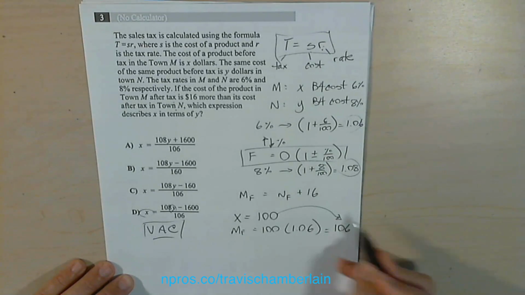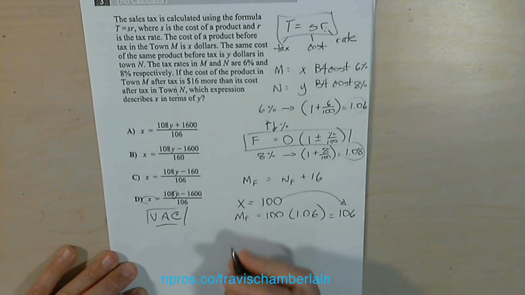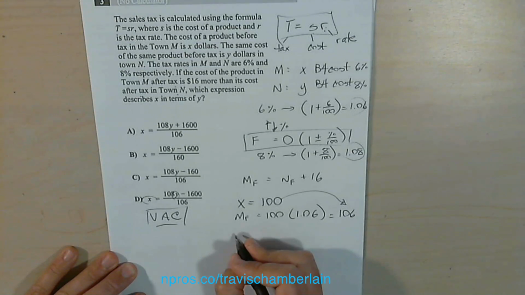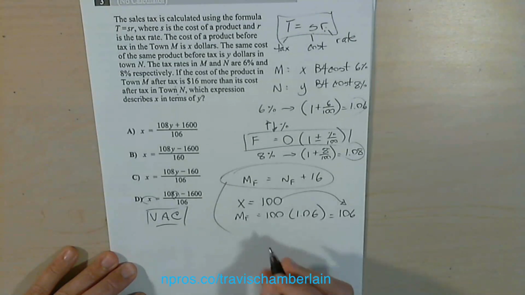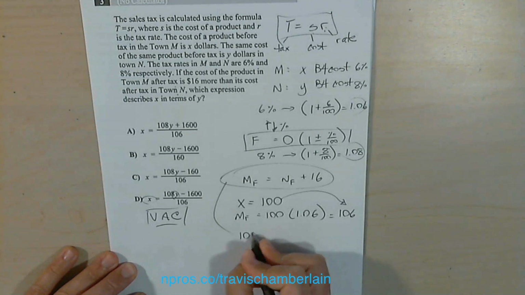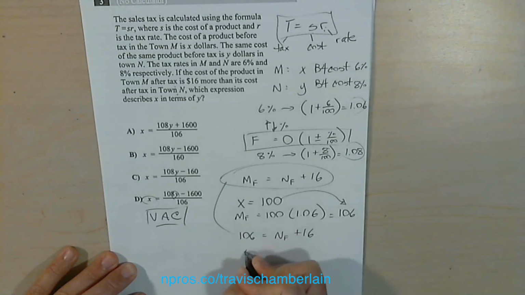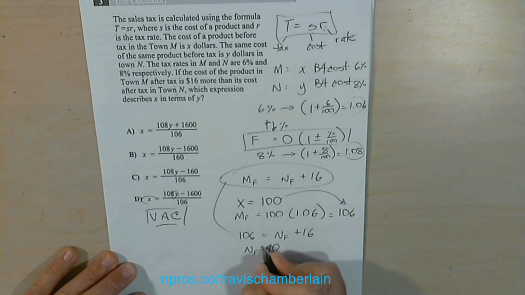If you add 6% to 100, you get 106. Let's figure out what Y is. Well, actually, we can't yet, but we can figure out what NF is. MF is NF plus 16. So MF is going to be 106, NF is going to be NF, and we're adding 16. Oh, so NF is 90.